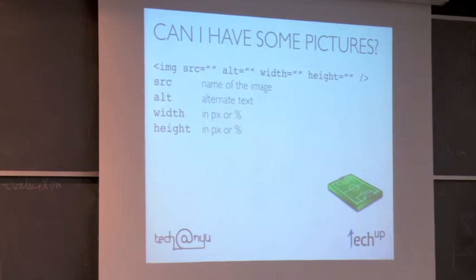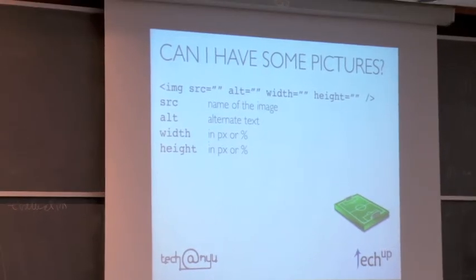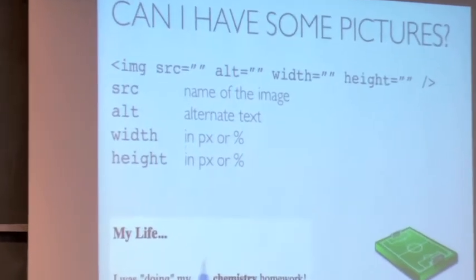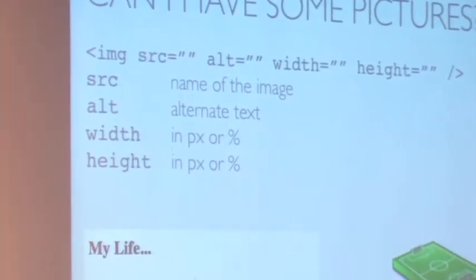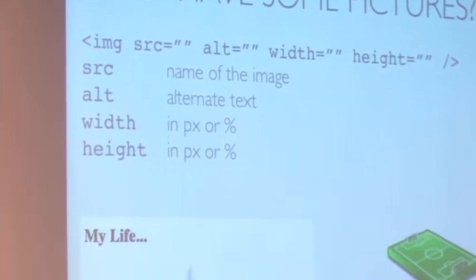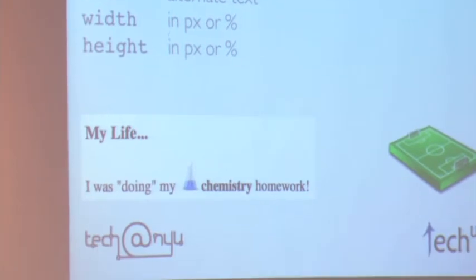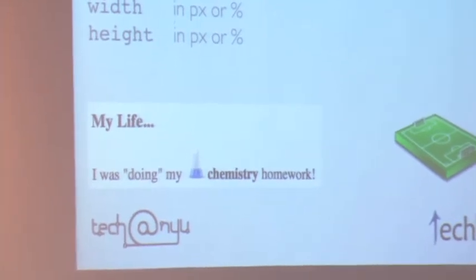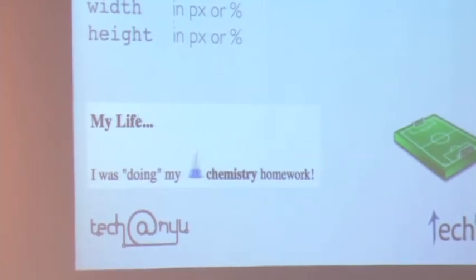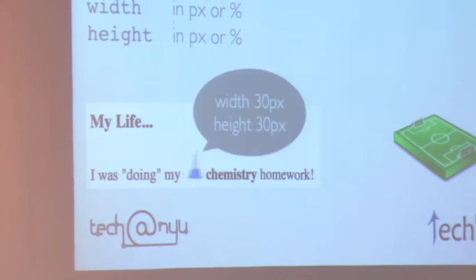So here's the summary of your image tag. And here's your next task. I have this little chemistry icon up here on the website. You can just right click on it and save the image as a local file. Put it in the same folder as your HTML file, and it should be 30 pixels high and 30 pixels wide.